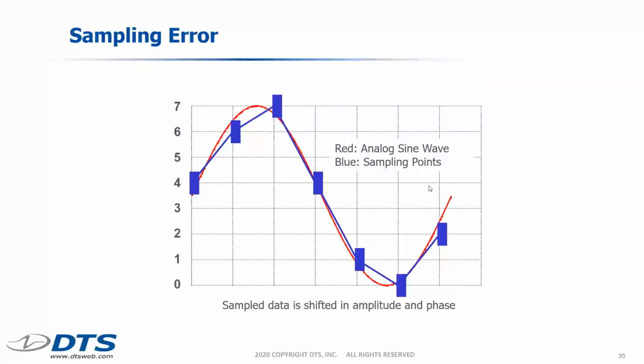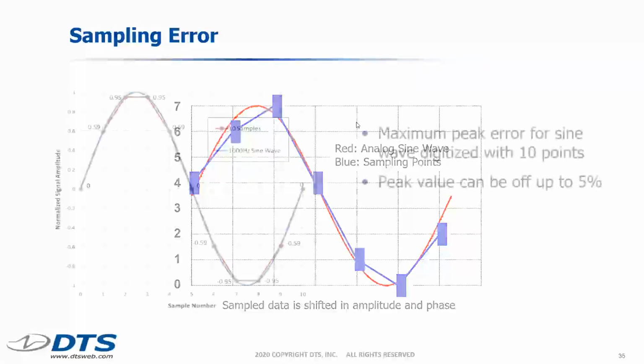Sampling error is the difference between the actual waveform depicted here in red and the data values that are sampled by a digital system. What we're seeing here is a continuous sine wave in red, and the blue boxes represent the data points captured by the data recorder with their associated uncertainties. I think it's apparent that the blue line does not perfectly represent the red line, and the difference between the blue and the red is sampling error.